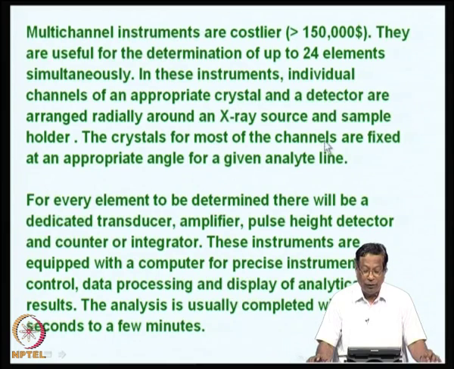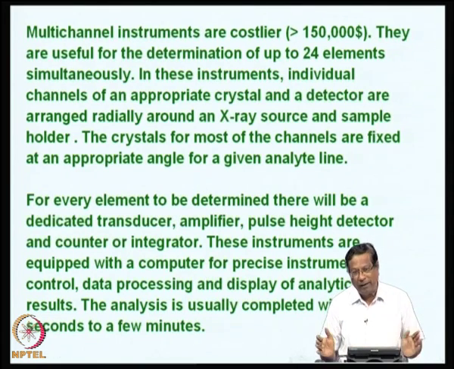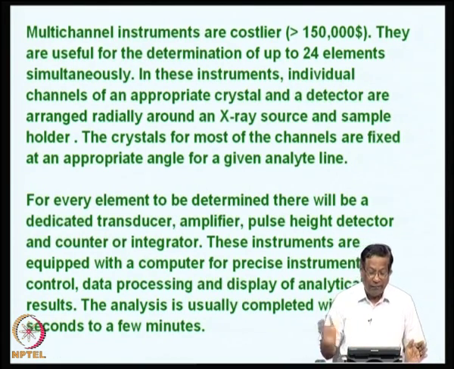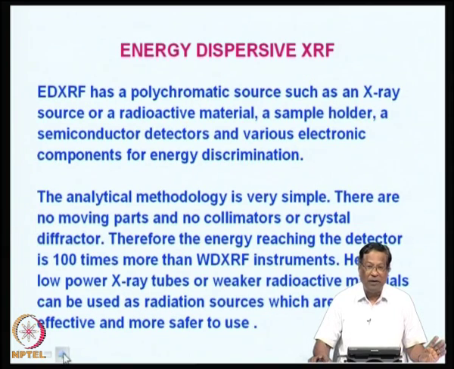The crystals for most of the channels are fixed at an appropriate angle for a given analyte. That means, if you want to determine chromium, you need one crystal and then one detector system, one channel, one amplifier, one pulse height detector, etc. Similarly, for every element to be determined there have to be different channels, and the whole analysis would be completed within a few seconds or a maximum of a couple of minutes.